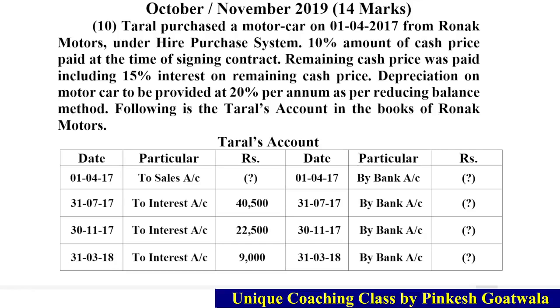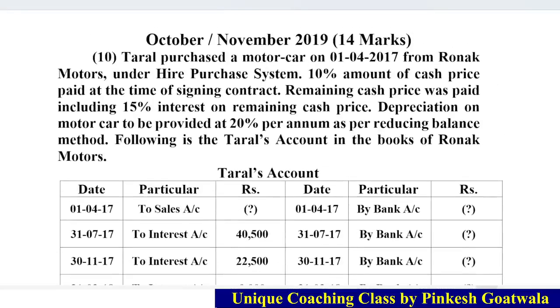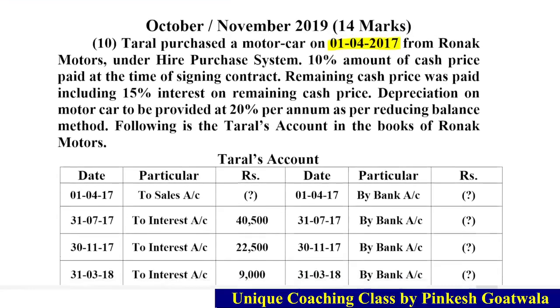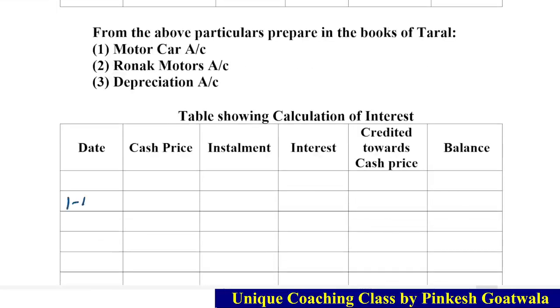Okay, so here what to do? Just start the table. Whatever information is available, just write that. First of all, when was the transaction done? 1st April 17. When was the purchase made? 1st April 17 is the purchase date. Okay, purchase done on 1st April 17. So let's give that effect. 1st April 17.